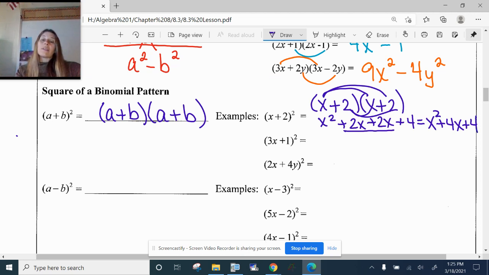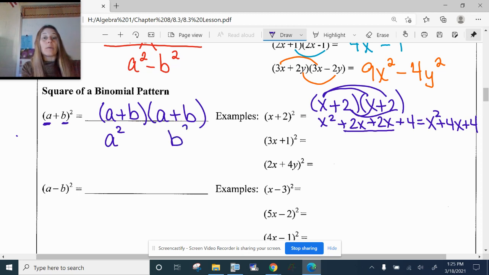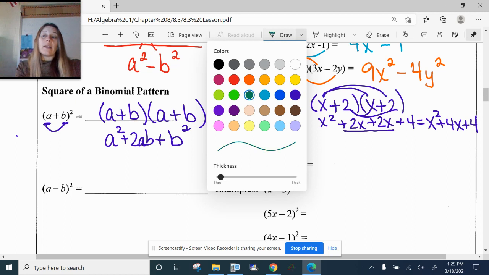So if I wanted to make this into a shortcut, like the last problem, I'm going to take that first term and square it. So here I would have an a squared. At the end, I'm going to have that last term, and that's going to be squared. But then a times b, and that's going to be doubled. So it would be 2ab. So let's see how that would work with the next example.